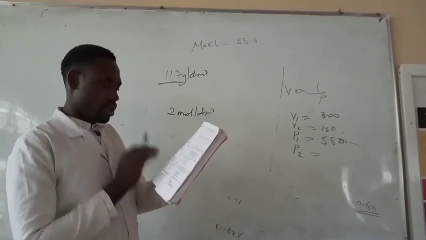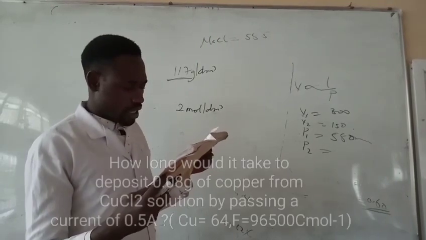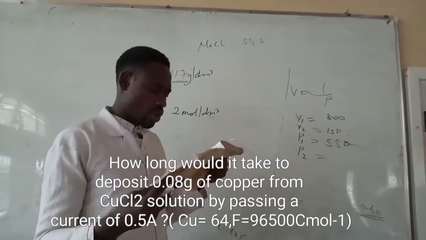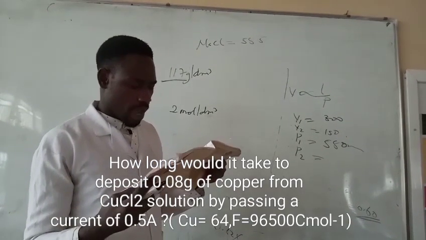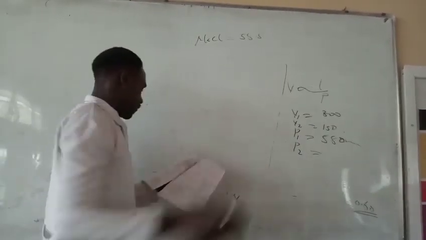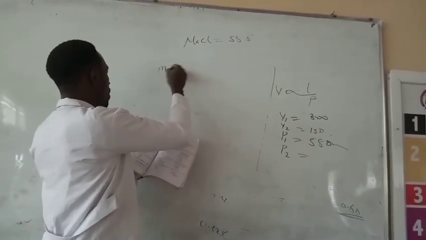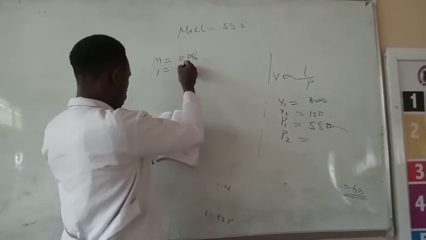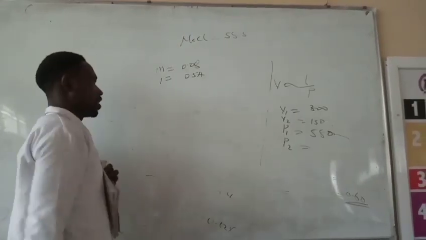Okay, then you have the same question in another year, which says how long will it take to deposit 0.08 grams of copper from copper 2 chloride solution by passing a current of 0.5 amperes. So you write out what is given. Class, do you remember our cheat there? What will you use there? So our mass discharged is 0.08. Current is 0.5 amperes.